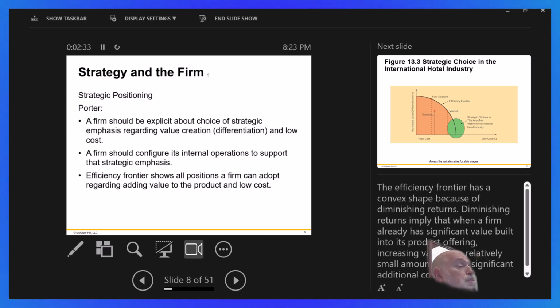Strategic positioning. Porter states that a firm should be explicit about choice of strategic emphasis regarding value creation or differentiation and low cost. A firm should configure its internal operations to support that strategic emphasis. Efficiency frontier shows all positions a firm can adopt regarding added value to the product and low cost.